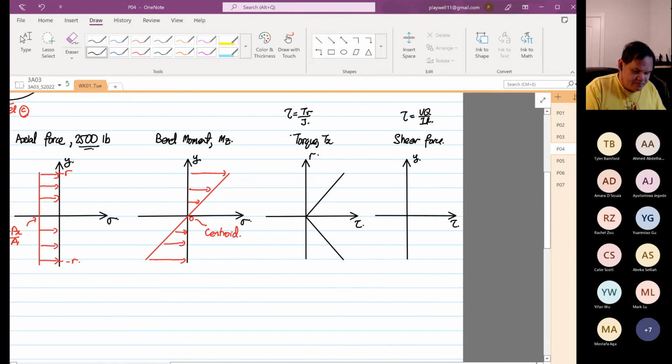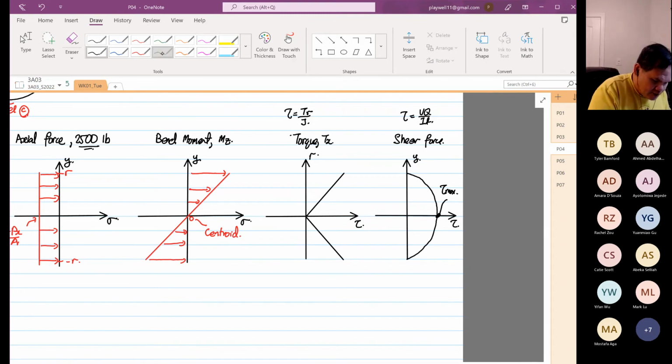So for this case, okay, it's good. We're going to see a parabolic response, and I'll derive to you why it's parabolic when we go to shear. And over here, this is where our tau max is. In all the diagrams over here, you can see that this point is at your centroid.